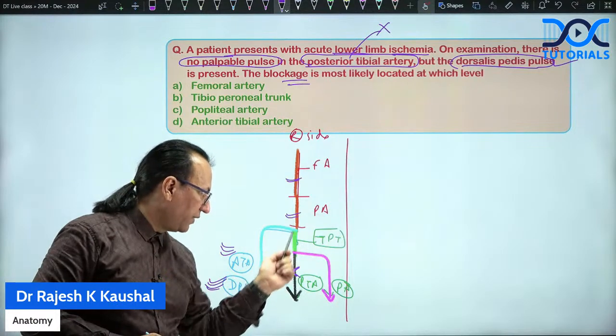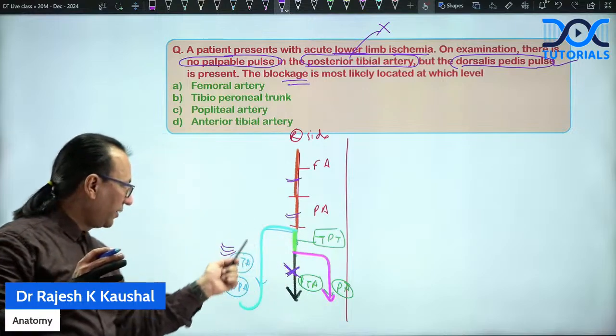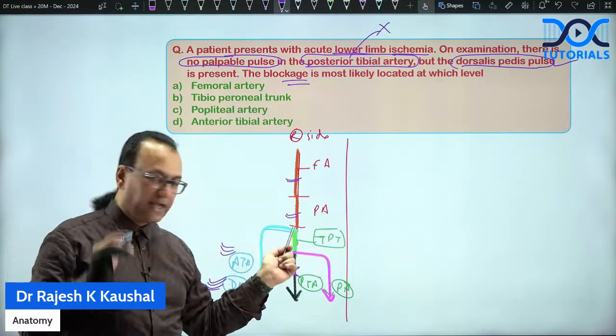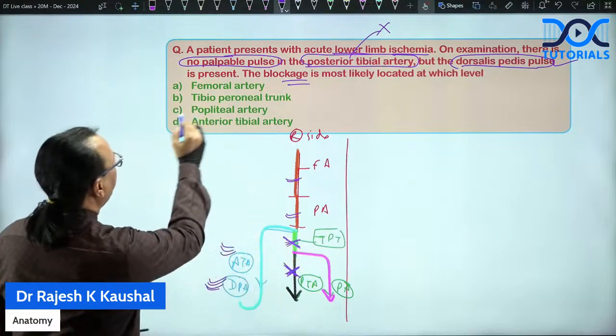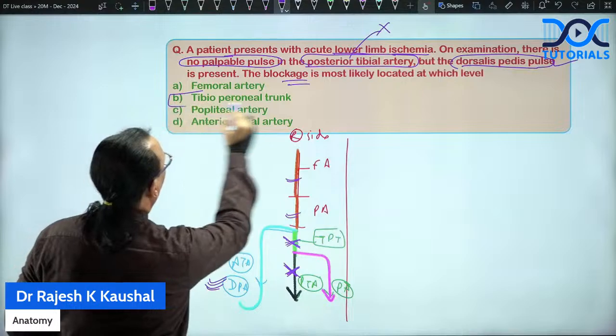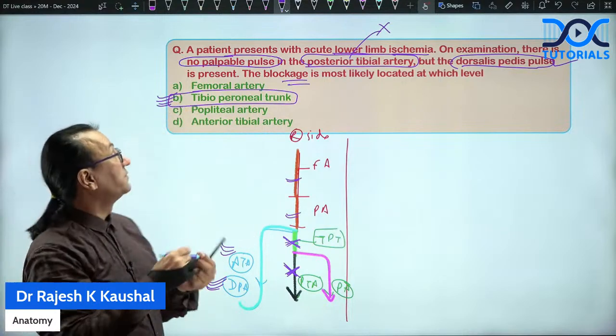Must be somewhere here. Popliteal artery is fine. Then only the anterior tibial artery, dorsalis pedis artery is fine. Till here, no problem. So problem is here. Your answer is tibio-peroneal trunk. Tibio-peroneal trunk. That is your answer. Choice number B should be your answer.